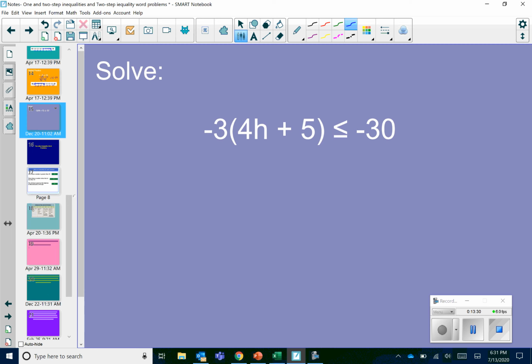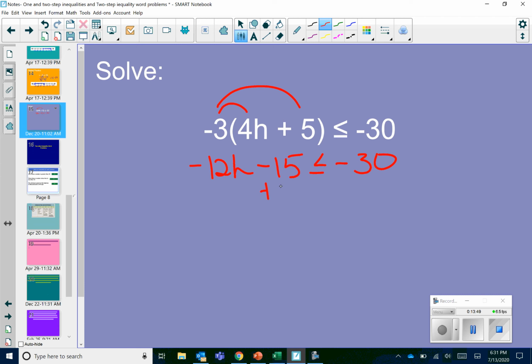Okay, I've got one more of these. Notice now I have parentheses, which means we need to distribute. So let's draw our arrows. Negative 3 times 4h is negative 12h. Negative 3 times 5 is negative 15.